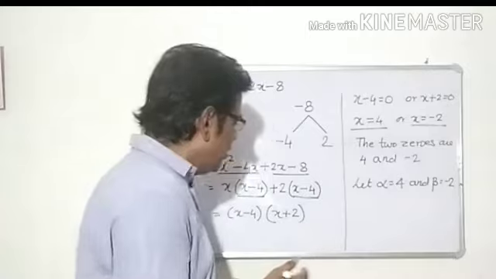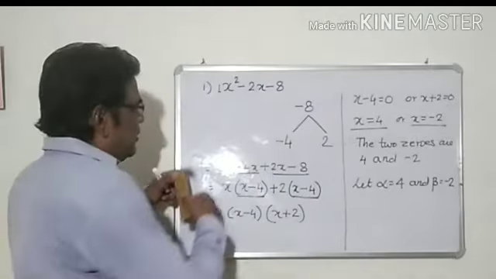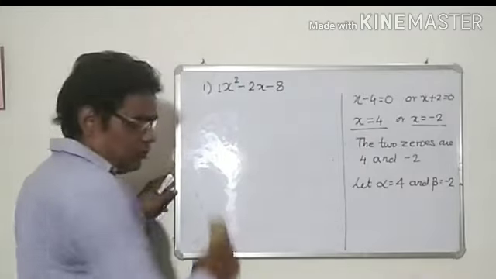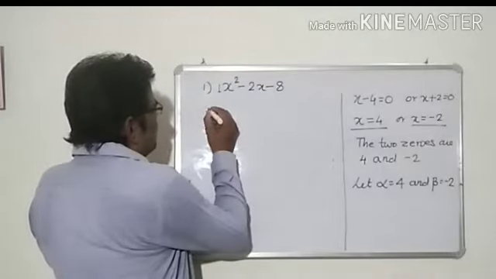So first of all, we'll get the sum of zeros. I am doing it here. Now we'll do the sum of zeros.